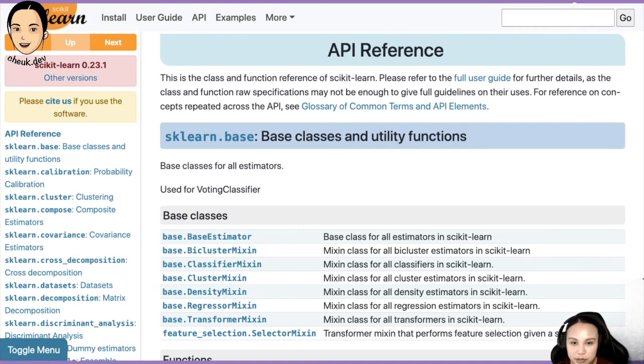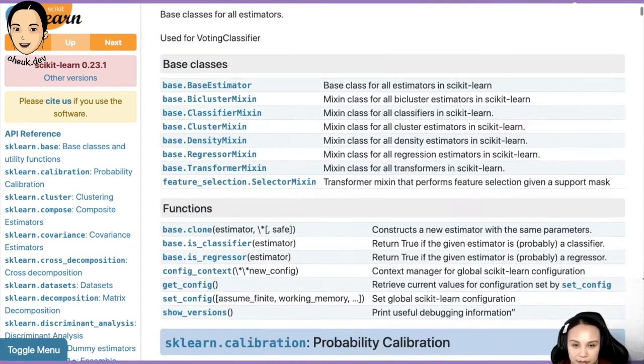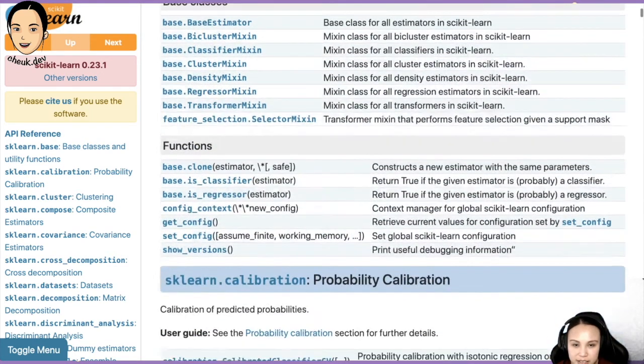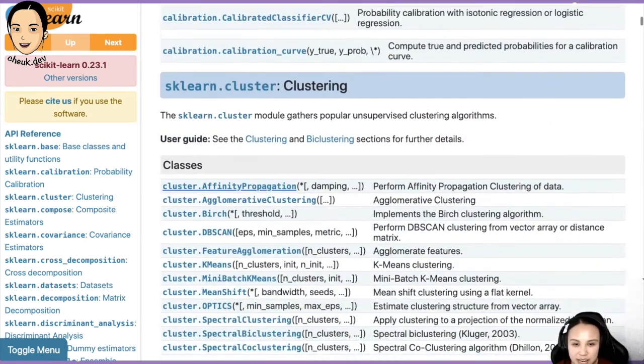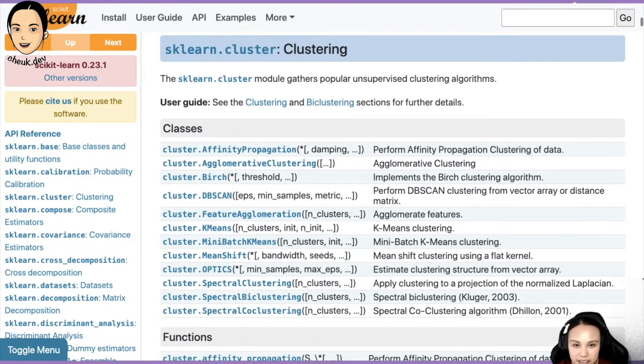That's where you can find those. Okay, so scikit-learn has a lot of base classes that you don't have to worry about because you won't use them. Let's scroll down. So we have some clustering. Clustering is where you have some data and you maybe reduce the dimension by clustering things together.